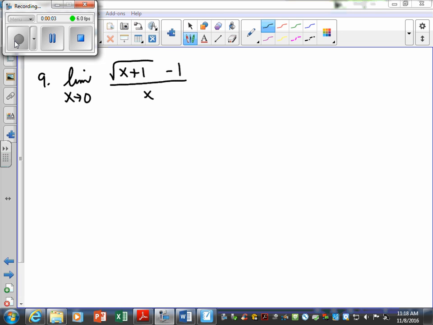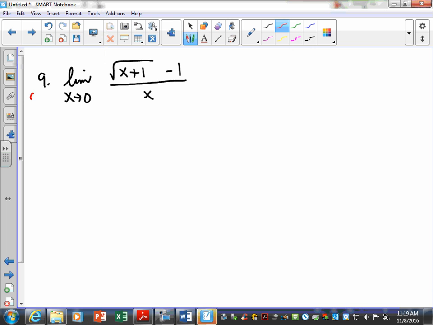Still working some more examples to find the limit of this particular function. The first thing we do is try direct substitution. We would get 0 plus 1 is 1. The square root of 1 is just 1. 1 minus 1 is 0. And in the denominator, we get 0.